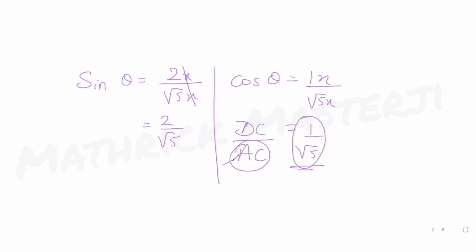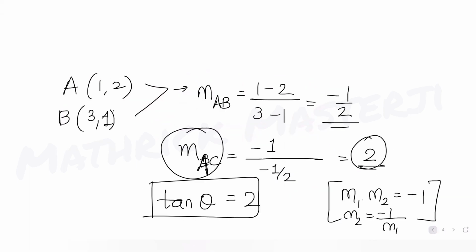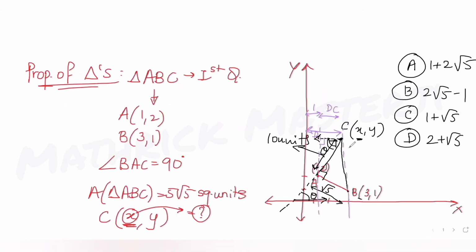So if I write that AC is 10, from here I get DC turning out to become 10 over root 5. If I split it, I get 5 into 2 over root 5. 5, I can write that as root 5 into root 5, into 2 over root 5. This gets cancelled. From here you get DC as 2 root 5. Now once I get DC as 2 root 5, I know to find the x coordinate I just have to add 1 to DC.